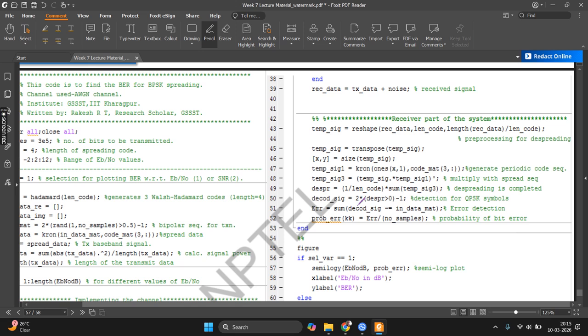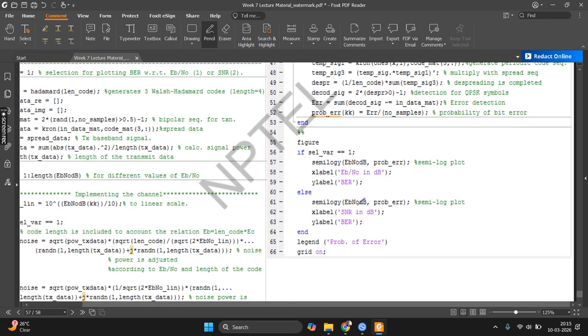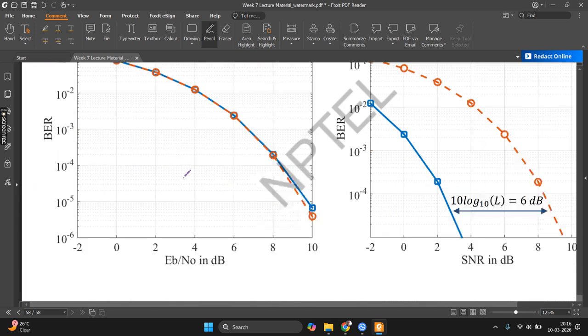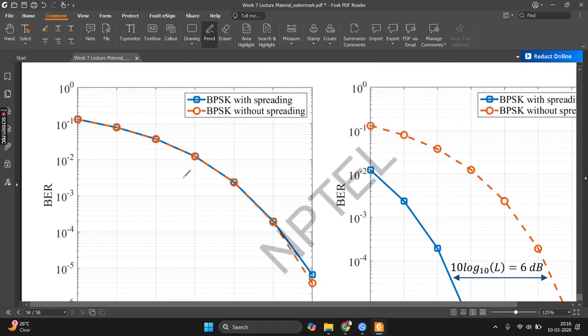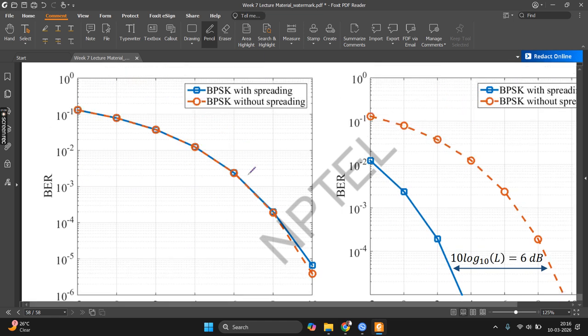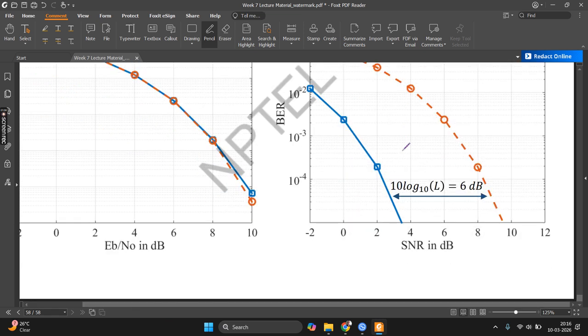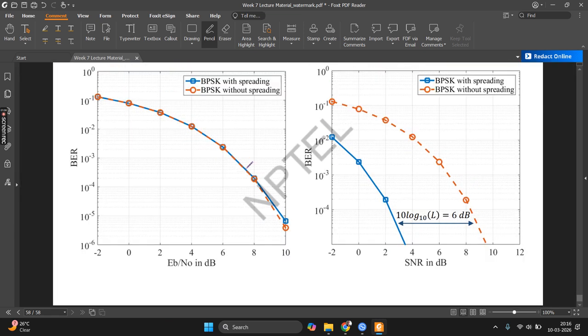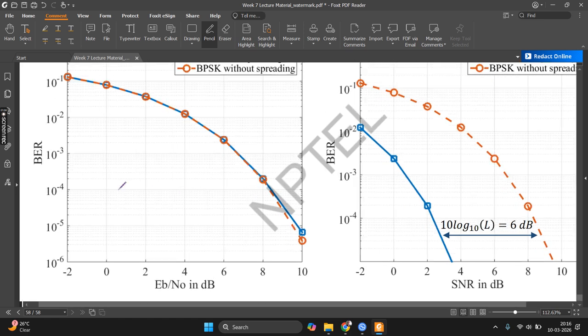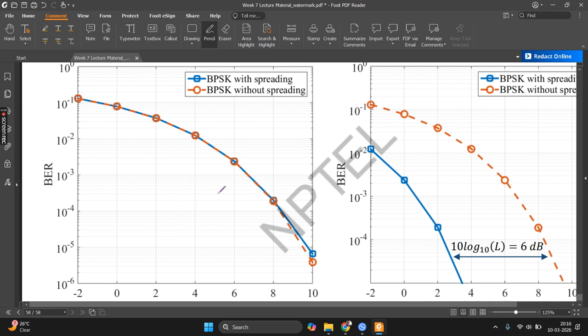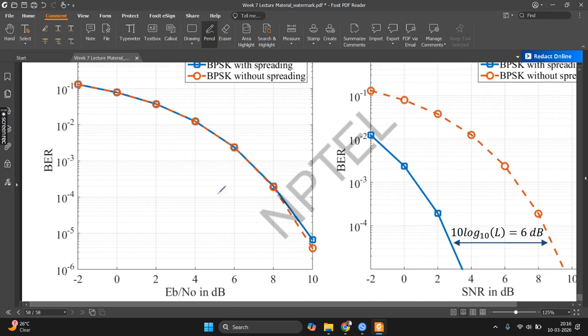Once you have the despread sequence, since it is a bipolar sequence, you can do a detection, and once detection is done, you count the number of errors that have occurred, and then you plot Eb by N naught versus BER. So with and without spreading, if you do Eb by N naught, since you are doing it at the bit level, they are mostly the same, because you are doing this at the bit level.